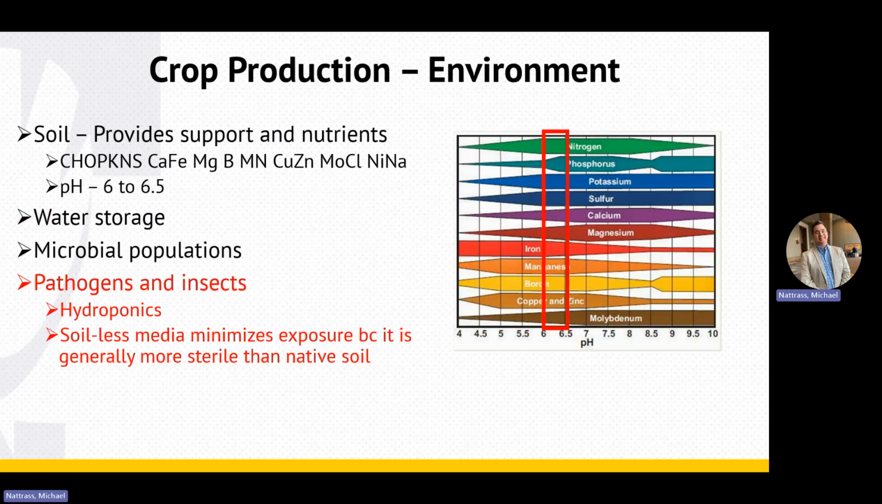A little bit about soils. As I mentioned, we've got our C. Hopkins Cafe, managed by mine cousin Mokel Nina, and most of those elements are available to the plant in a plant available form somewhere between about pH 6, pH 6.5, and pH 7. Certain crops have a little different variation, but in general, if your pH is between 6 and 6.5, you're going to get most of your nutrients available to the plant so that they can take them up. It's also where we store the water.